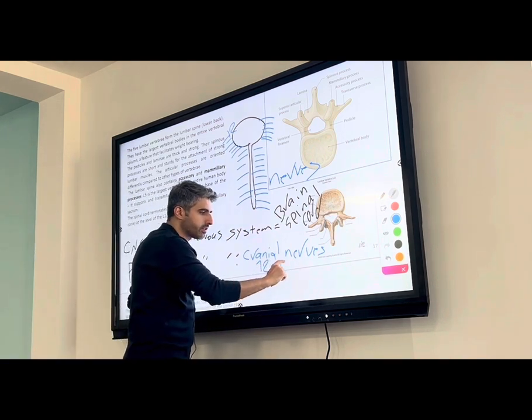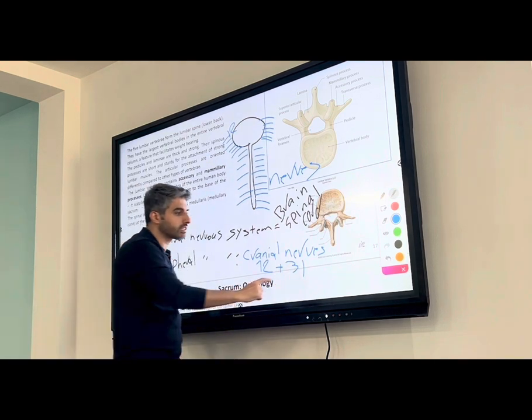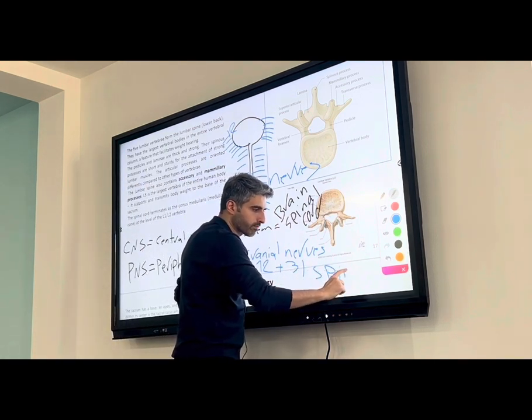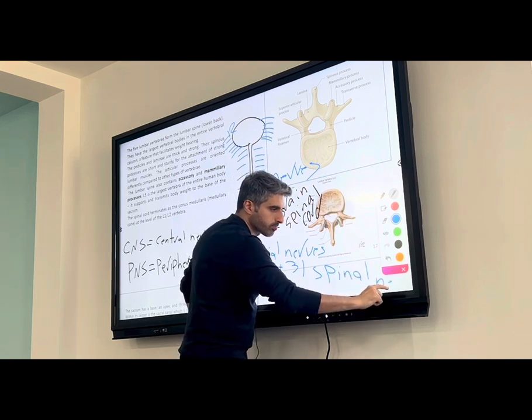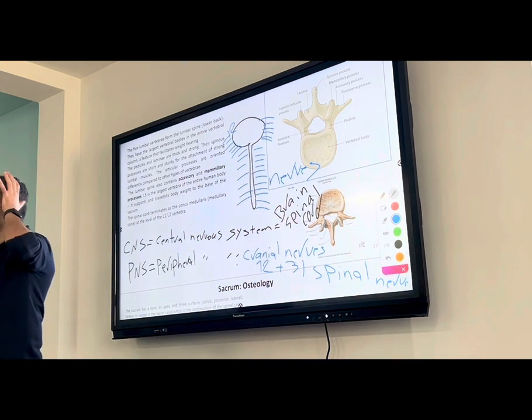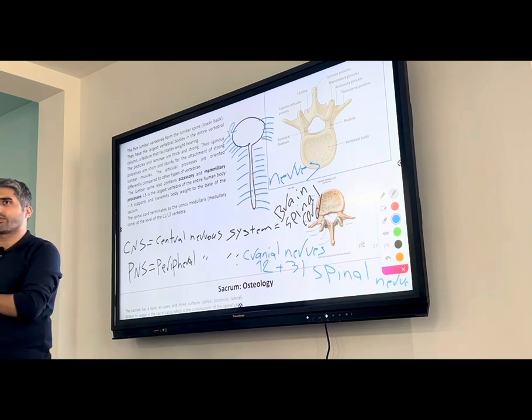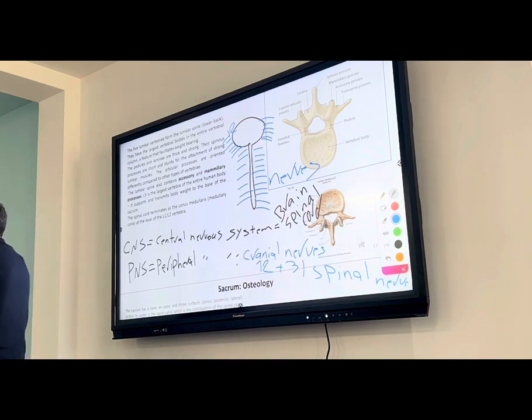31 nerves start from the spinal cord. We say spinal nerves. So these are PNS. 12 cranial nerves, 31 spinal nerves. Spinal nerves start from the spinal cord. Where is the spinal cord? Inside of the vertebral column.